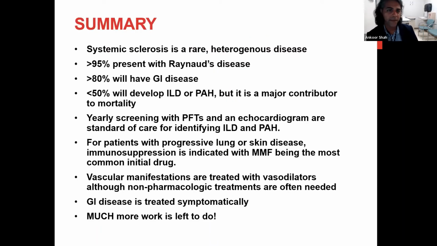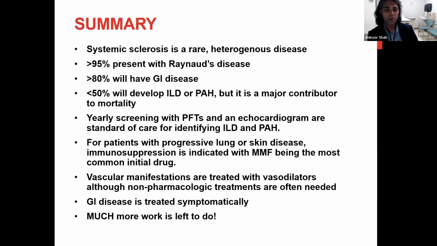So I'm going to summarize, I give a few more minutes, that systemic sclerosis is a rare heterogeneous disease. Again, key takeaway points: 95% will present with Raynaud's disease, and over 80% will have GI disease. Less than 50% will develop ILD or PH, but this is a major contributor to mortality. I screen yearly with at least PFTs and an echocardiogram, and I think that this is the standard of care for identifying interstitial lung disease. For patients with changes in their PFTs or echo or symptoms, we then do more advanced studies such as CT scans or a right heart cath.